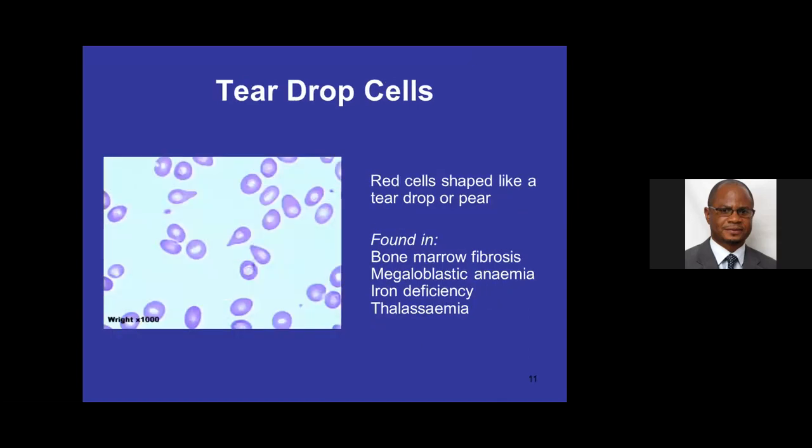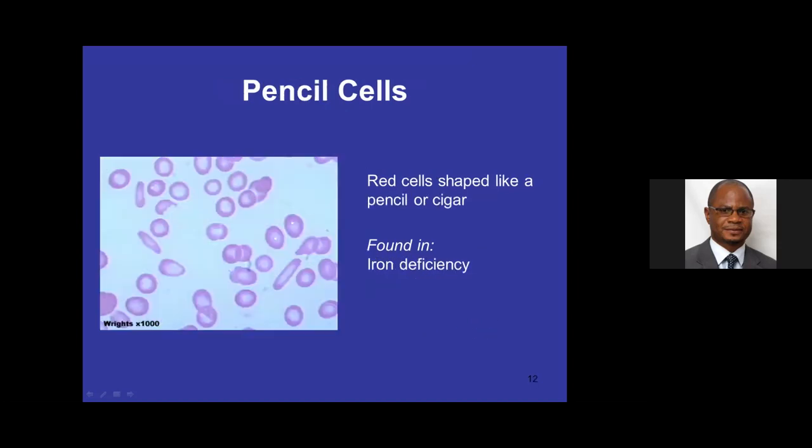Then we have teardrop cells, red cells shaped like a teardrop or pear, like a papaya kind of thing. It's found in bone marrow fibrosis, megaloblastic anemia, iron deficiency anemia, and thalassemia. And then we have pencil cells, red cells shaped like a pencil or cigar. Found in iron deficiency anemia.